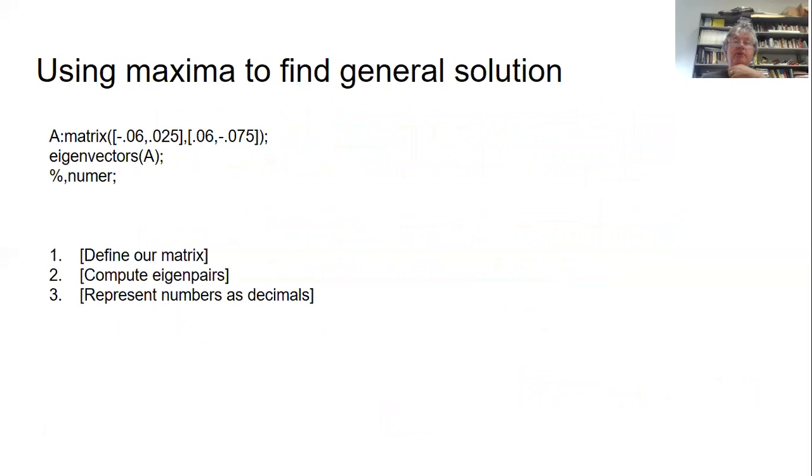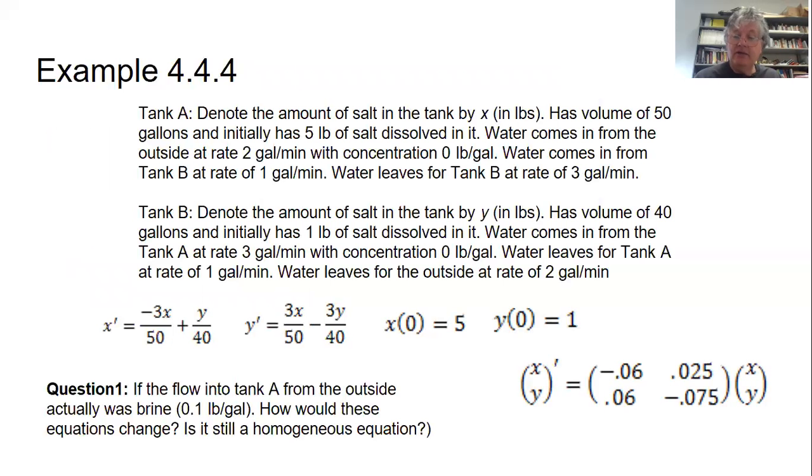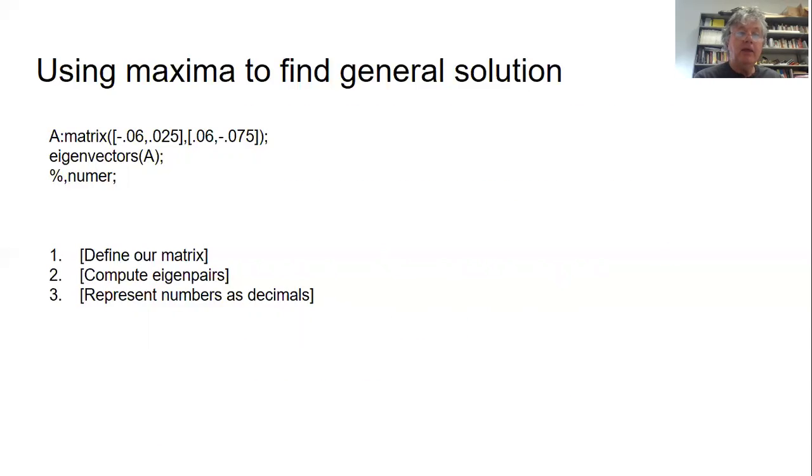Okay, let's use Maxima to find the general solution to this problem. So first, I'm going to define a matrix, that matrix A, same one down here in the lower right. Then I'm going to compute the eigenpairs using the command eigenvectors. And then a command there, that %, numer. That's to convert, because if you don't do that, it'll put things in square roots and fractions. That just makes it computed as decimals, so you can see what the numbers are.